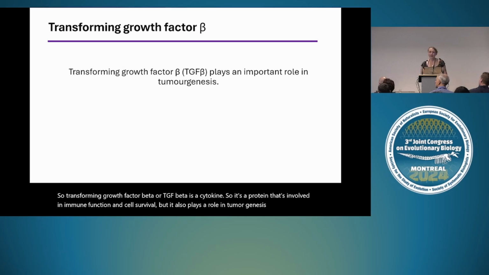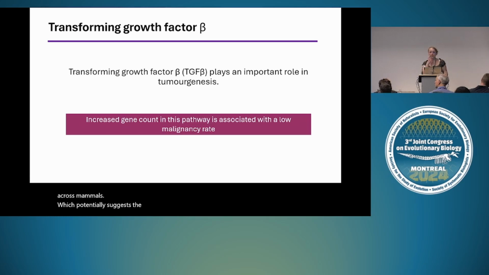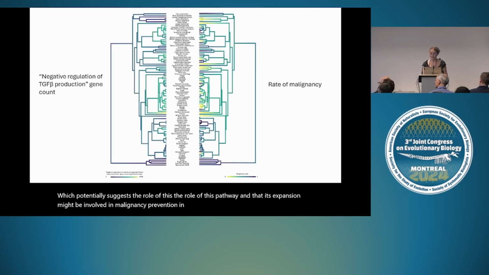At the onset of malignancy, TGF-beta can act as a tumour suppressor and has been identified as a potential target for cancer therapy, which is interesting because we found that increased gene count in this pathway is associated with a low malignancy rate across mammals, which potentially suggests the role of this pathway and that its expansion might be involved in malignancy prevention in mammals.